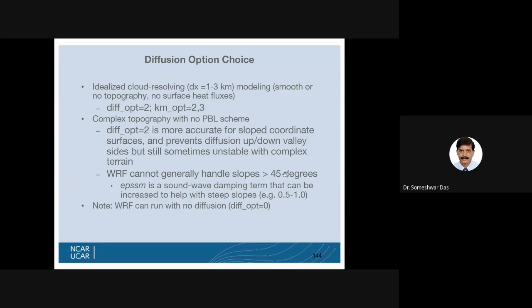So this option is a sound wave damping term. Your slope may be too steep. Suppose your mountain is just vertical, a straight mountain, rather than a sloped mountain. So it says that WRF cannot generally handle slopes more than 45 degrees. And in reality, you can have different types of mountains, having steep topography or smooth, mild topography. In that case, you can use the damping factor for the sound waves. Note that WRF can run with no diffusion options, diff option equal to 0.